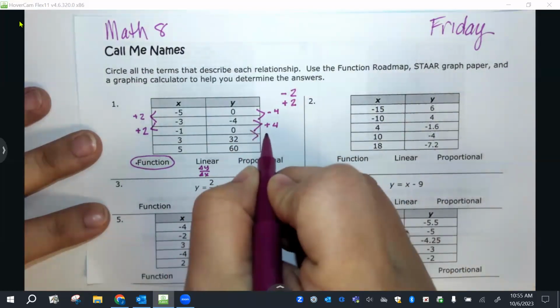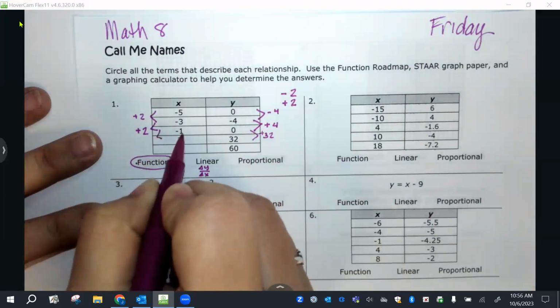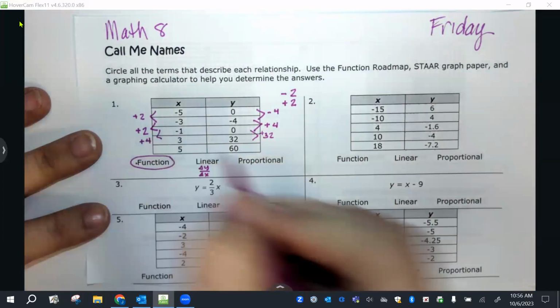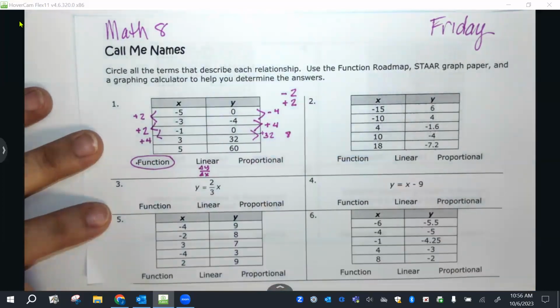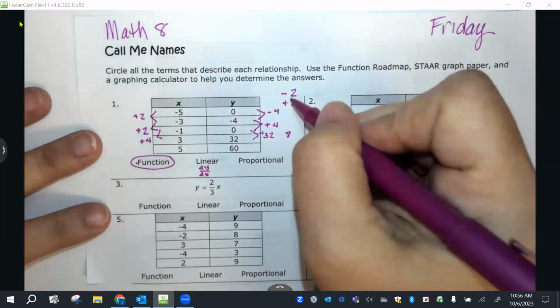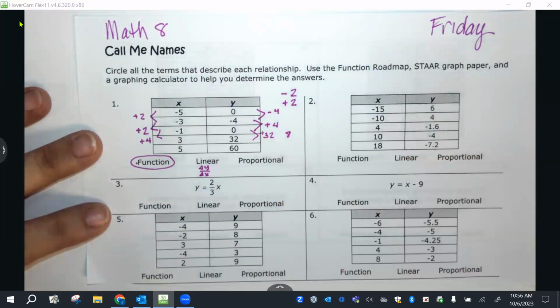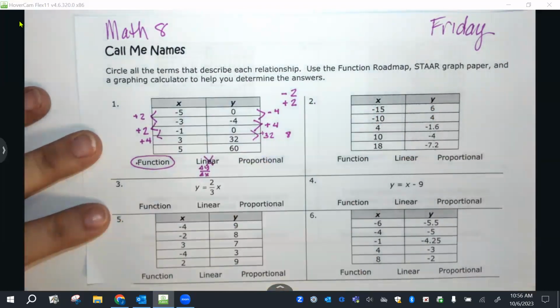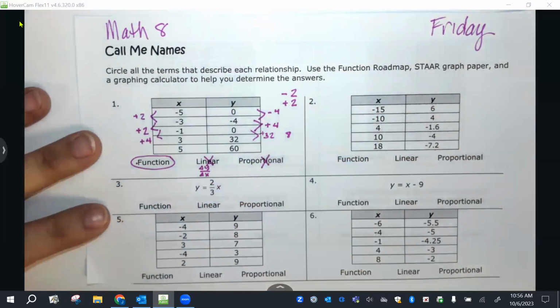If I go from 0 to 32, that's plus 32. If I go from negative 1 to 3, that's plus 4. 32 divided by 4 gives me 8. So even if I had made a mistake on positive negative, I can see here that it gives me a completely different number. Therefore, it is not linear. And if it's not linear, it cannot be proportional, so I do not even have to check it.